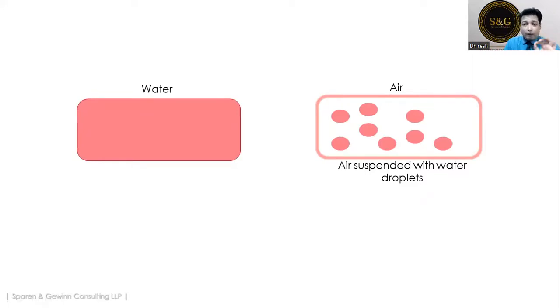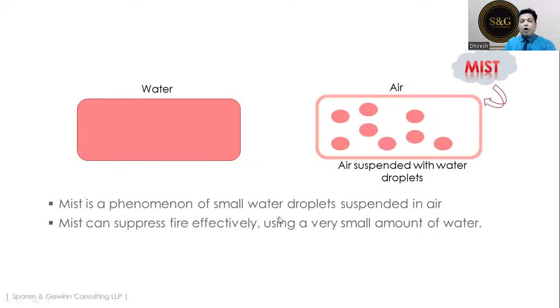When I say water droplets, the quantity of water is very limited, and the quantity of air is very high, which is called mist. Now what is mist? Mist is a phenomenon of small water droplets suspended in air. So it is air with all small water droplets suspended in that air. Mist can suppress fire effectively using a very small amount of water. In this case, the water utilized is a very, very small amount, and it can be saved, right?